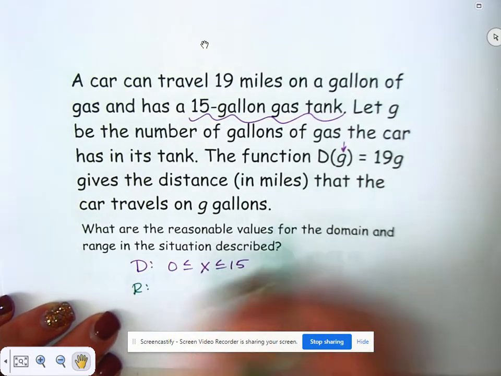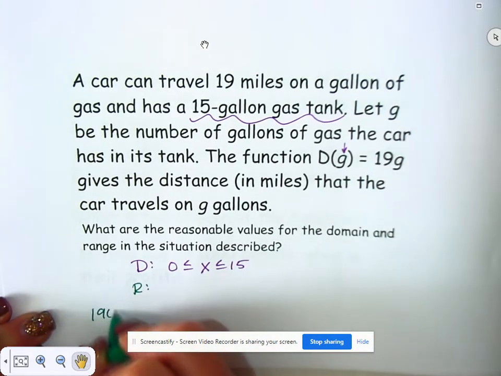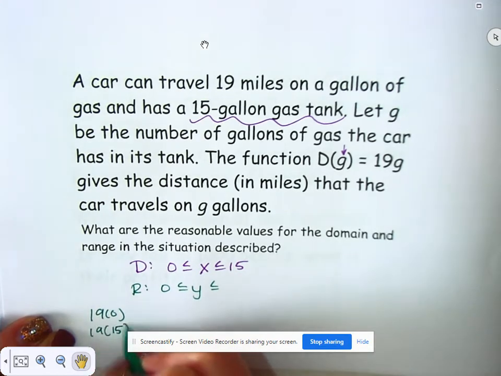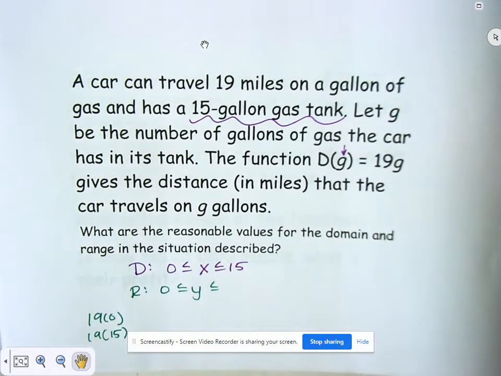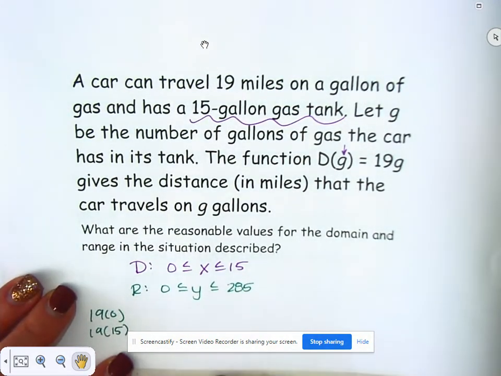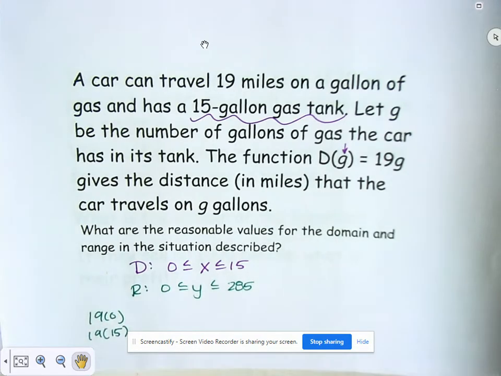And then our range would be if you don't have any gas in, you're not going to go any miles. And then if you had a maximum of 15 gallons, 19 times 15 gives me 285 miles.